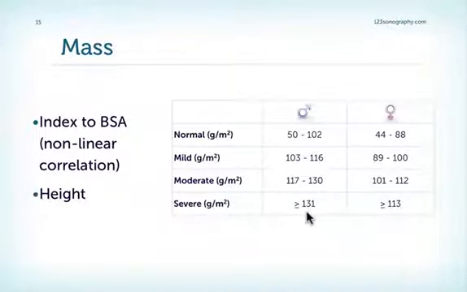Patients who have severe hypertrophy are above 131 grams, but you will see patients who have values even above 300 grams in severe forms such as hypertrophic cardiomyopathy.